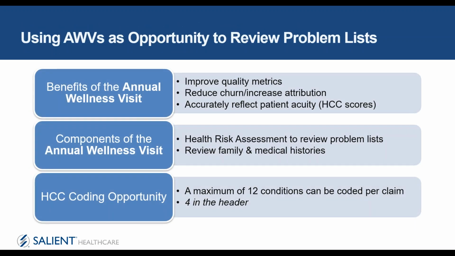The AWV, which we covered in a previous webinar that you can download from our website, is really the perfect opportunity to review problem lists and review codes for chronic conditions. The AWV is completed annually by the patient's PCP in order to improve quality measures, reduce churn, increase attribution, as well as accurately reflect the patient's acuity through HCC scores. Now remember, you can only provide a maximum of 12 conditions per claim.